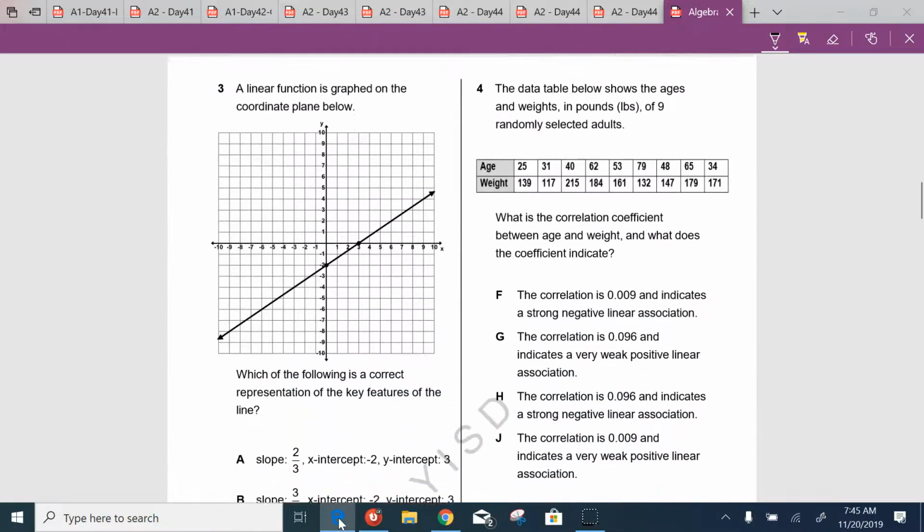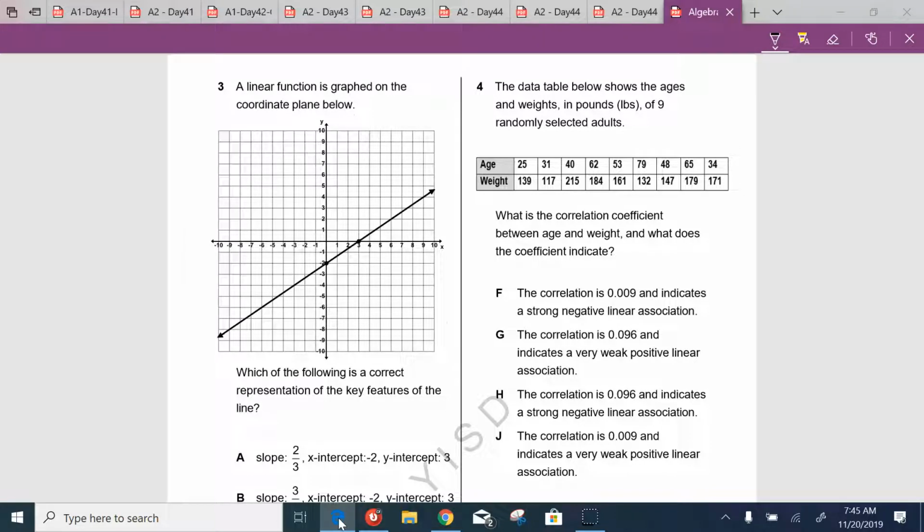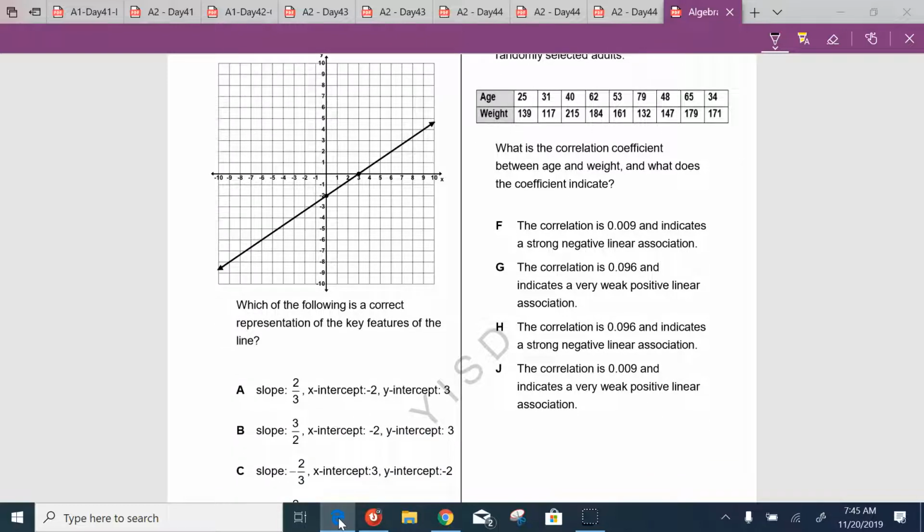Moving on to question number 3 now. A linear function is graphed on the coordinate plane below. Which of the following is a correct representation of the key features of the line? So we're talking about the attributes of this line. Now, the first option they give us is talking about the slope. So I'll go ahead and calculate the slope right now so I can take out any bad choices. So slope is always rise over run from left to right. So I rise positive 2, and then I run to the right 1, 2, 3. So I have a slope of 2/3.